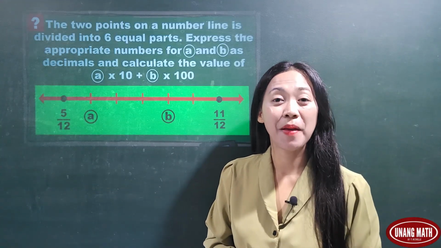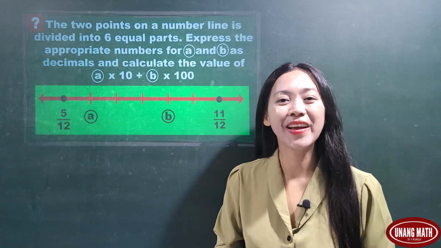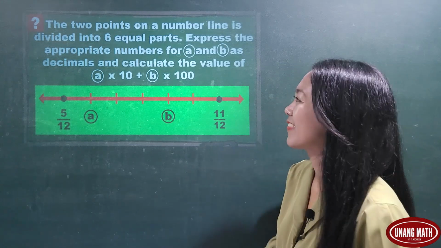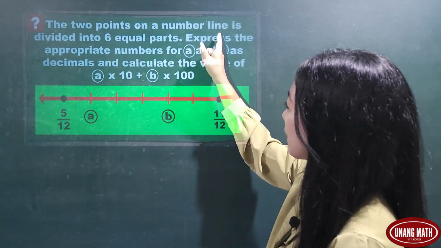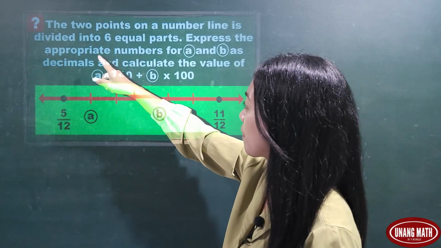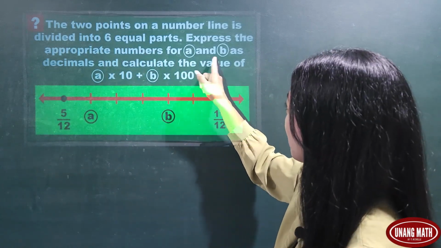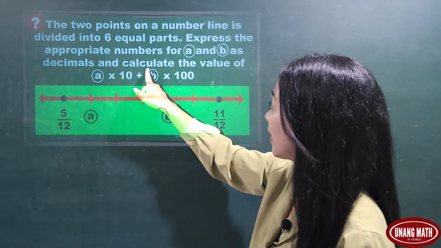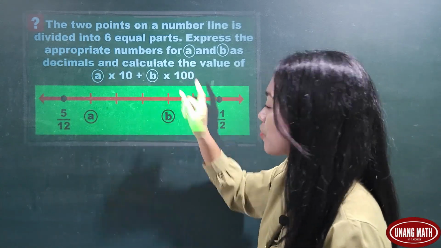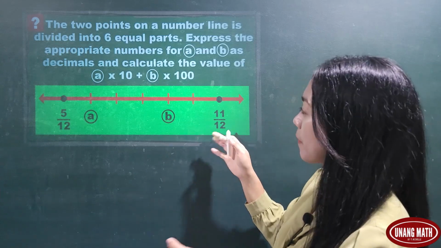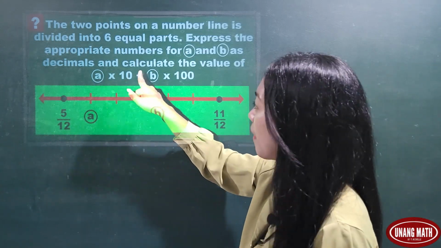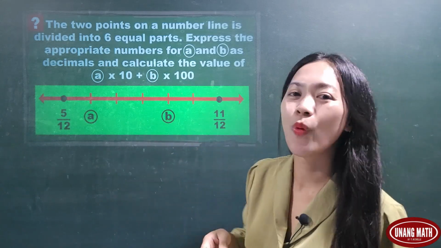This next problem is another example of an advanced math problem involving fractions and decimals. The 2 points on a number line is divided into 6 equal parts. Express the appropriate numbers for A and B as decimals and calculate the value of A times 10 plus B times 100. So sa problem na ito, ang kailangan nating isolve ay ang A times 10 plus B times 100.